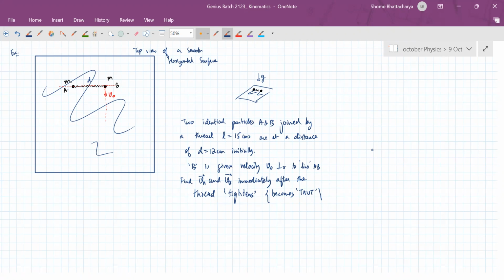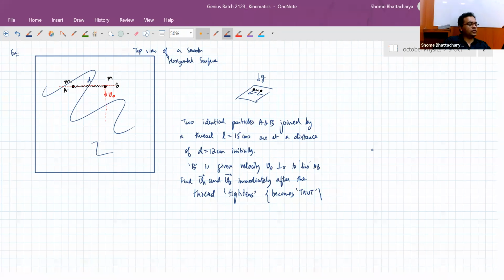So it is going down with acceleration g. No, but it's a smooth horizontal surface. So gravity is balanced with the normal reaction force upwards on both the objects. Okay, so the motion is independent of gravity here. It's on a smooth horizontal surface.